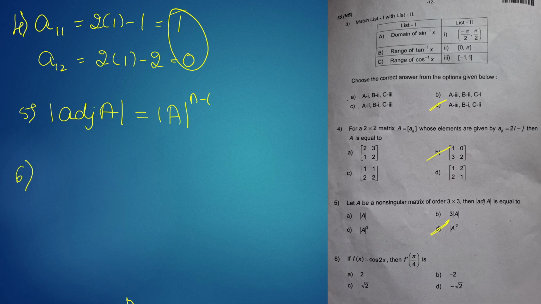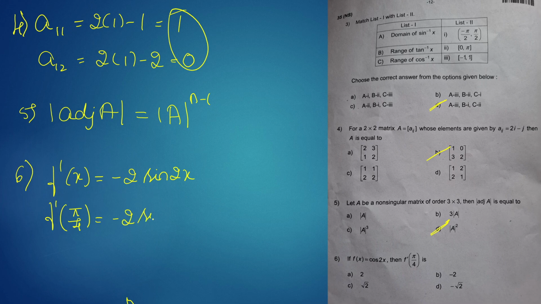Next, for which we have to differentiate the given function. We have to find f dash of pi by 4. Before that, let us find f dash of x, which is nothing but minus 2 sine 2x. If we want to find f dash of pi by 4, that will be equal to minus 2 into sine 2x, where x is pi by 4, therefore 2x will be pi by 2. We know that the value of sine pi by 2 is 1, therefore the answer will be minus 2. That is option B.